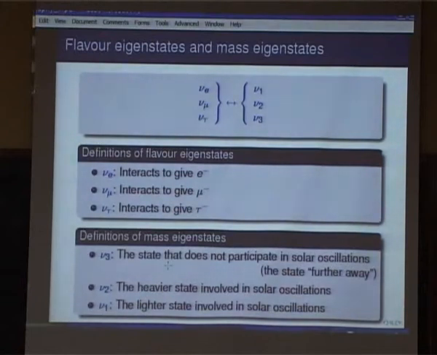Now I have two states, nu 1 and nu 2. The definition: nu 1 and nu 2 will take part in the solar oscillations. Now the convention is that nu 2 is the heavier state, nu 1 is the lighter state. It could be the other way around, but it's good to use a proper, well-defined convention. Therefore, I'm getting these conventions.